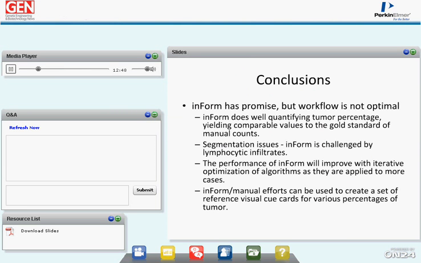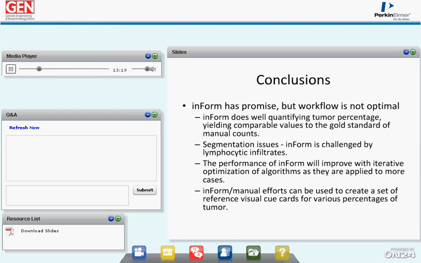from some workflow issues. It does a very nice job in terms of quantifying tumor percentage, comparable to gold standard manual counts. There's still some issues with the ability to segment tumor nuclei and stromal nuclei, but that's being iteratively improved with feedback. And we see this as an opportunity to use this as a tool within the workflow of the anatomic pathologist.